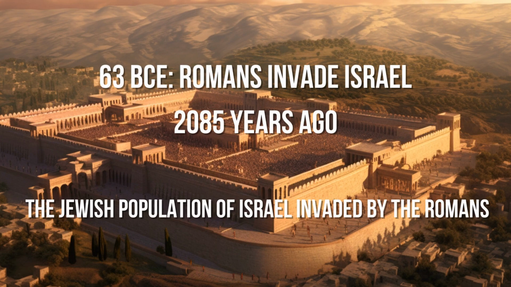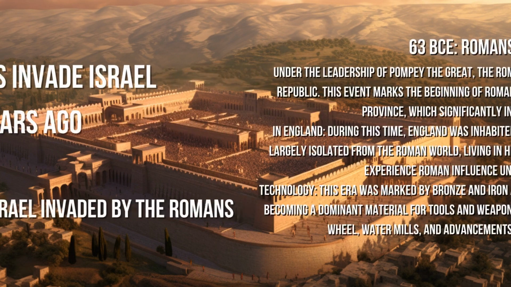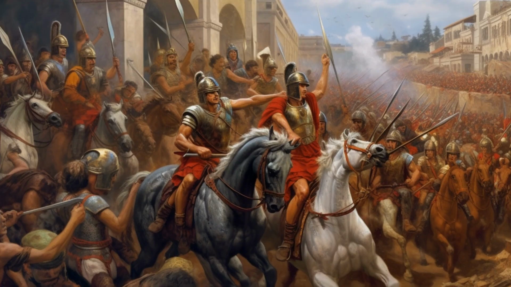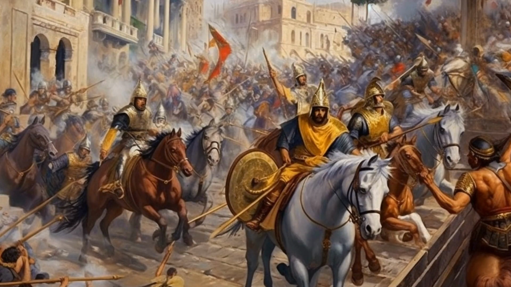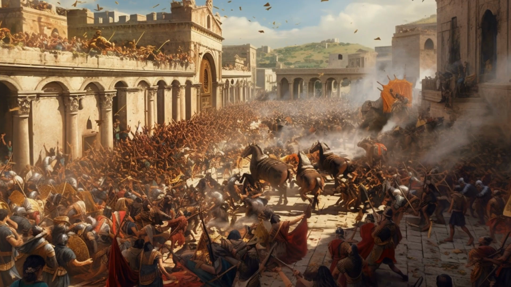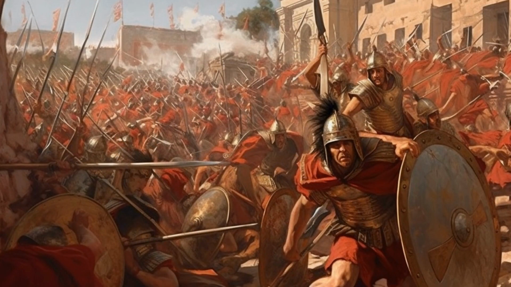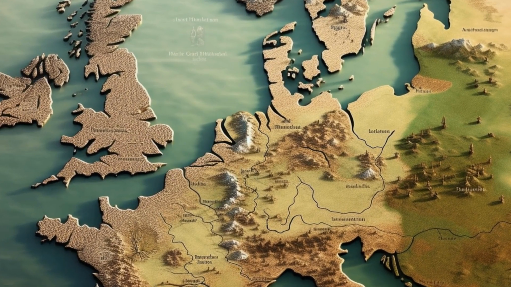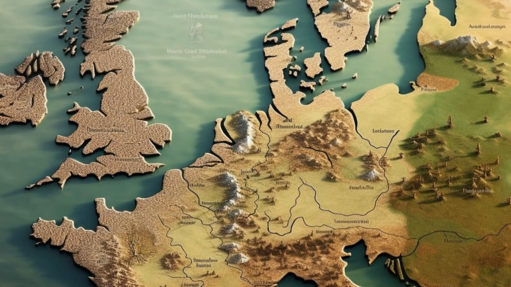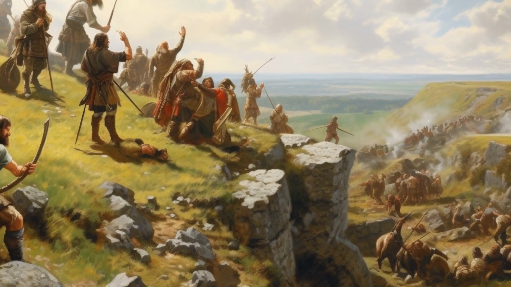63 BC, Romans invade Israel. Under the leadership of Pompey the Great, the Romans annexed the Kingdom of Judea into the Roman Republic. This event marks the beginning of Roman rule in the region, transforming it into a Roman province, which significantly influenced its culture and faith. In England, during this time, England was inhabited by Celtic tribes known as the Britons.